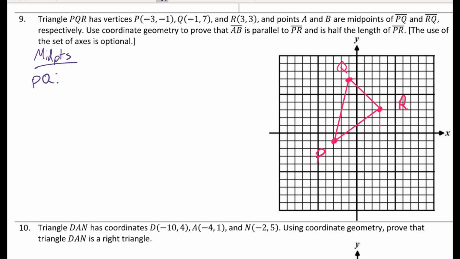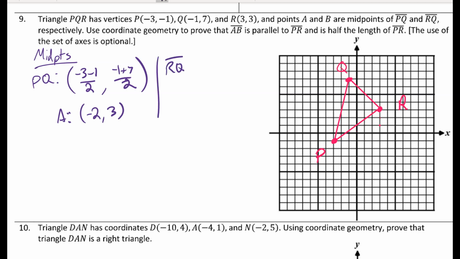I'll start with PQ. Now, you could do this based off of the graph because it actually does work out to be a nice number. But I am going to, right here, just average the x's and average the y's. So I find that my midpoint, or what they tell me A should be, the midpoint of PQ, to be (-2, 3). When I'm finding the midpoint of QR, I do the same thing. I average my x's, and I average my y's, and I find B to be (1, 5).